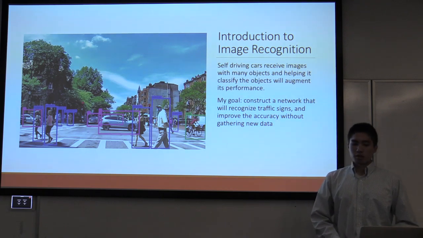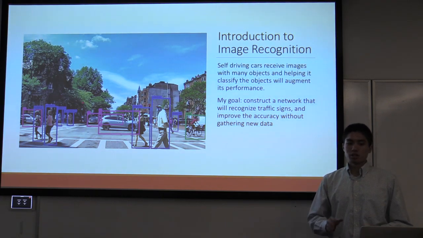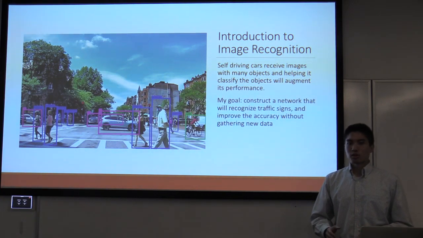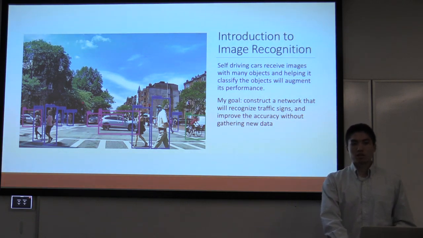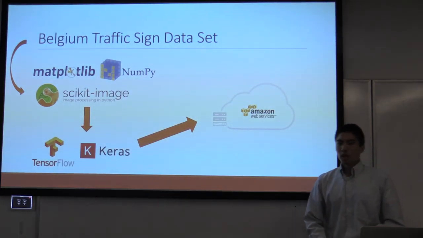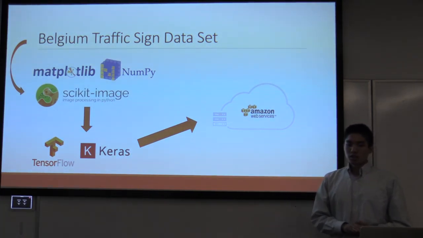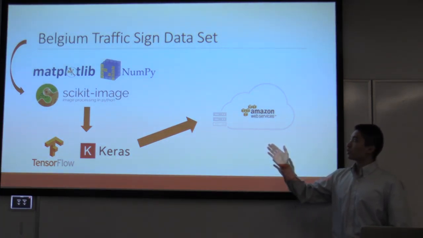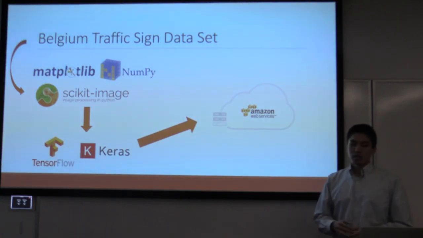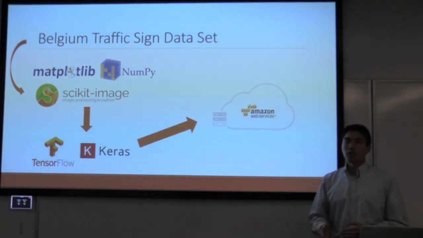Self-driving cars receive images with many objects in them. Classifying these objects will augment its performance. My goal is to construct a neural network that will recognize traffic signs and improve the accuracy without gathering new data. I used a standard data science toolkit to analyze the images from the Belgium traffic sign data set. Then I built a neural network and I used AWS to do the heavy computing.